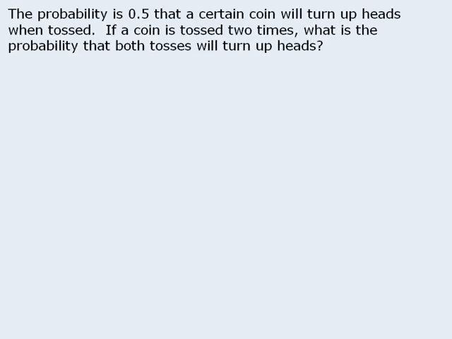In this question, we are tossing a coin 2 times, and we want to find the probability that both tosses will turn up heads. If we define event A as getting heads on the first toss, and we define event B as getting heads on the second toss, then we want to find the probability that events A and B both occur. At this point, we need to determine whether the two events are dependent or independent.